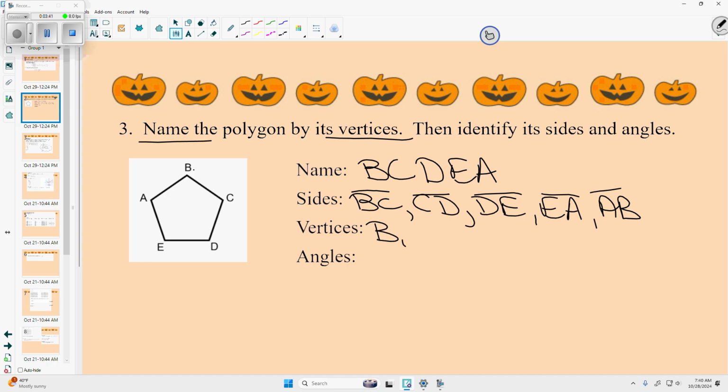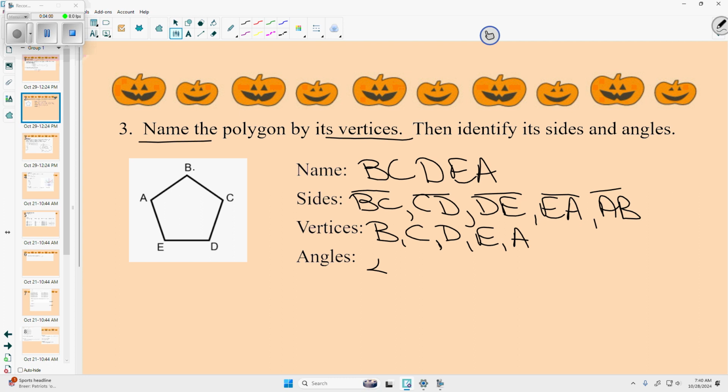The name with commas, absolutely, because vertices are just the individual points. The name is telling me the whole thing as a whole. That's why we don't have any commas in there. Vertices are each corner individually. So we're separating them with commas. What changes then for angles?